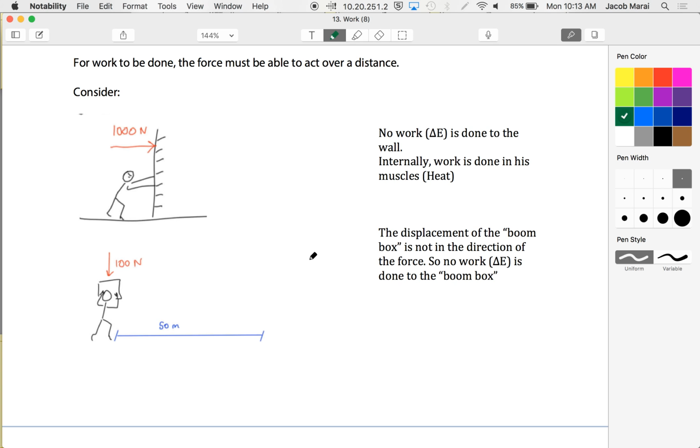It'd be a very stupid lesson. At the end, I would be exhausted, I'd be sweating, I'd be tired, my muscles would all be sore. But have I transferred any energy to the wall? No.